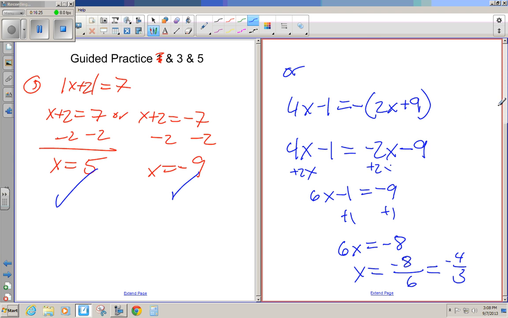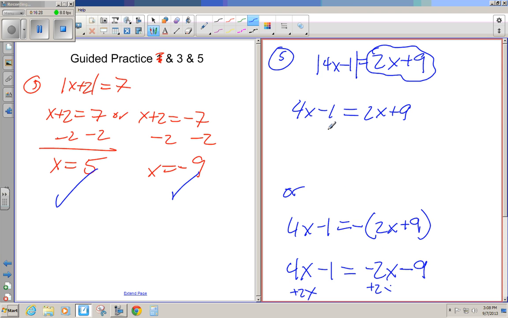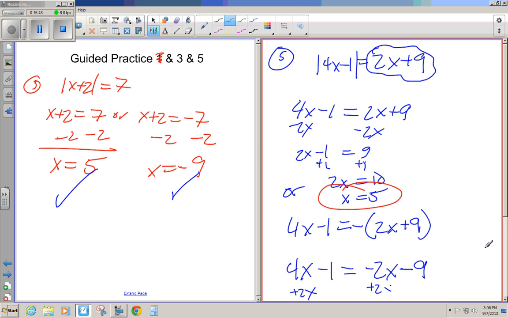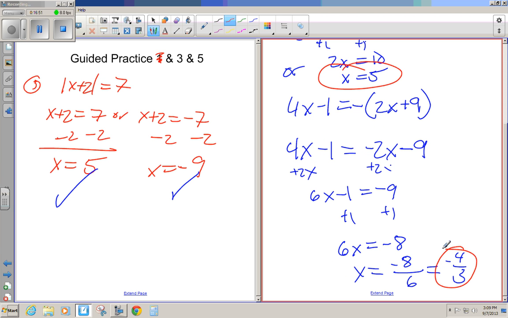Negative 4/3. Up top, it's a little more straightforward. Minus 2x. Add 1. So your two possible solutions are 5, negative 4/3. So plug both of those back in and see if one of them is extraneous. And when you plug it in, this works. This does not. So that's if it's an equation.